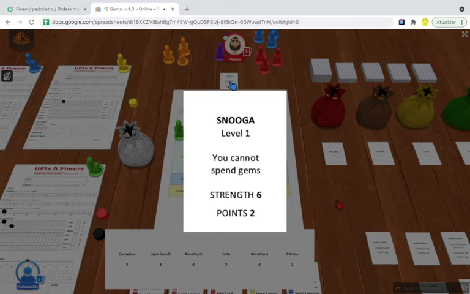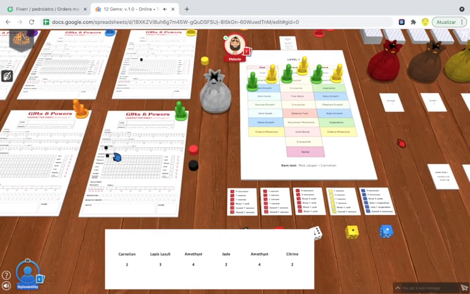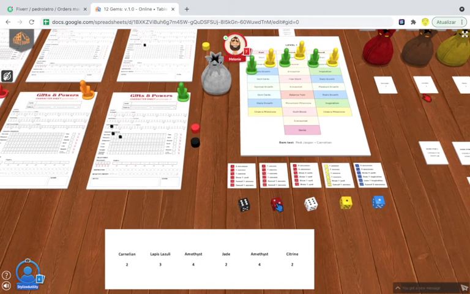So okay, I found this Nuga, level 1, strength 6, and I cannot spend gems. Alright, actually that's strength 6 is really, really hard to beat, because I'm not going to roll.